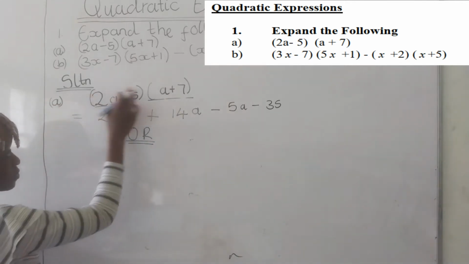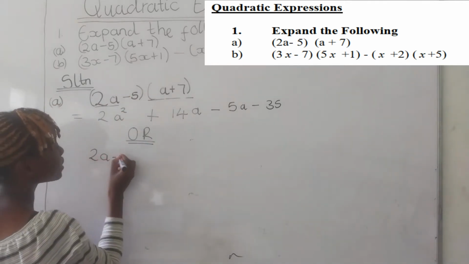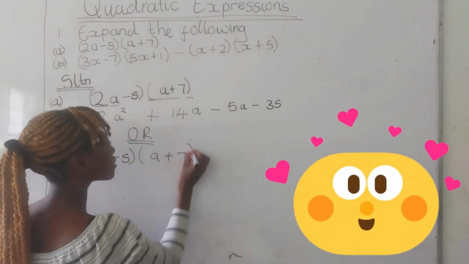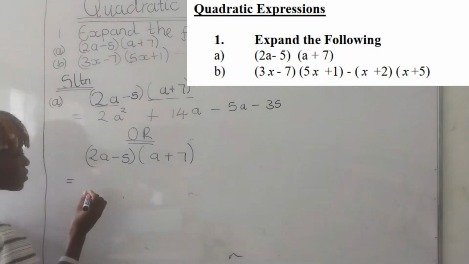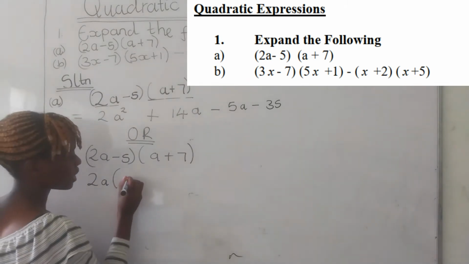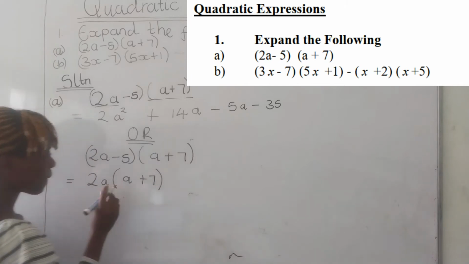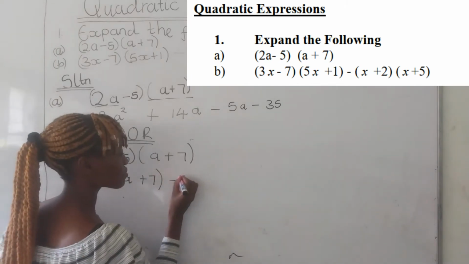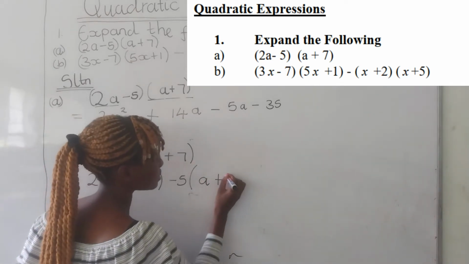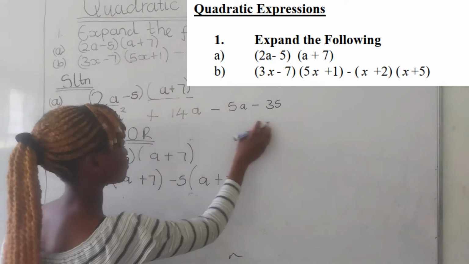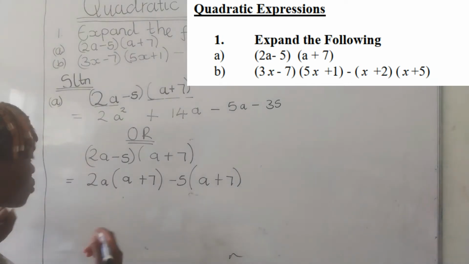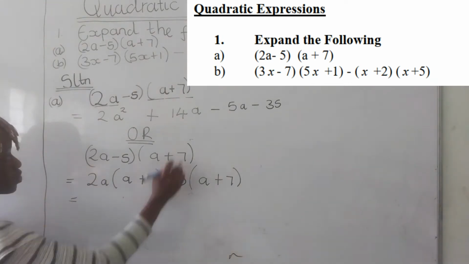You can say for this part, 2a minus 5 bracket a plus 7 is good. I can also say 2a bracket 2a times a plus 7, then minus 5 times this also, which is in brackets, a plus 7. That's the same as I have done here. It's just that for this part I skipped stages, and for this part I've shown all stages. So if we simplify this part, we have to reach this part.